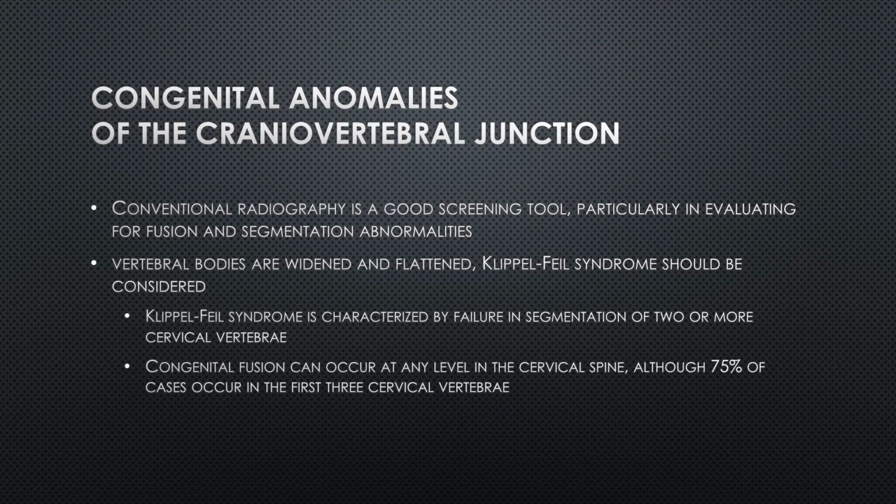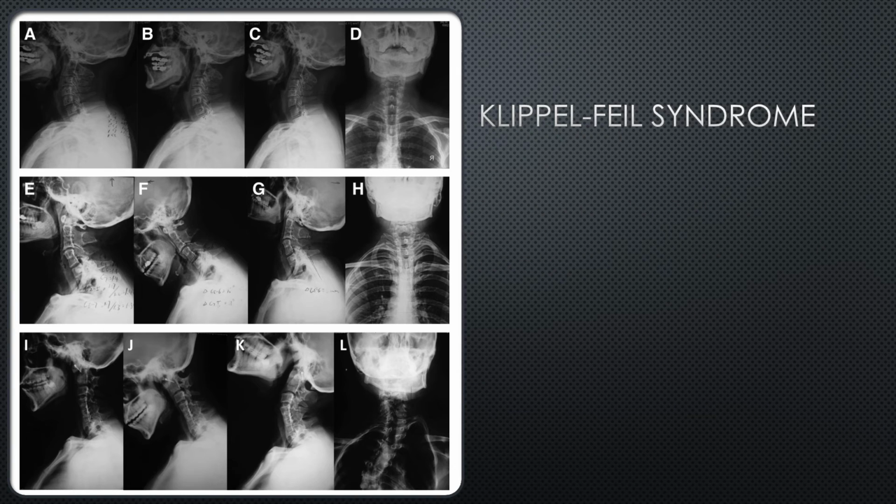And we'll look at bone causes just briefly. You can have multiple congenital anomalies of the craniovertebral junction. Radiographs are a good screening to start off, to look for segmentation or vertebral anomalies. And if the vertebral bodies are widened and flattened, you should think about Klippel-Feil syndrome. Here are multiple examples of Klippel-Feil syndrome, with the multiple vertebral anomalies that you can see.